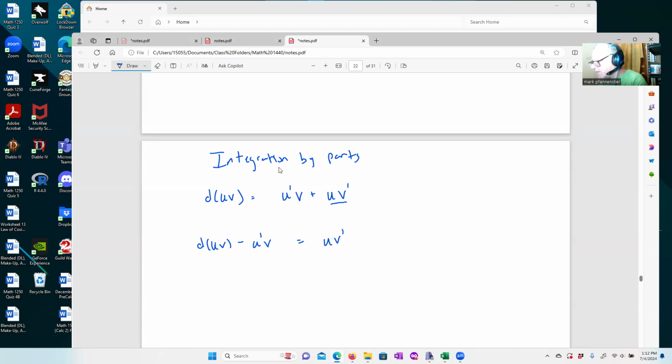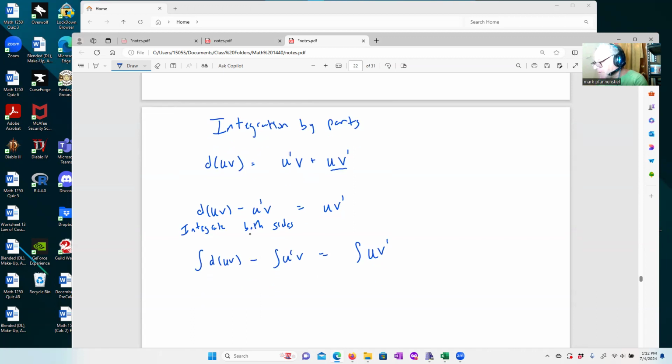And then what I'm going to do is integrate both sides. So we have the integral of the derivative of uv minus the integral of u tick v is equal to the integral of u v tick, right? Now, by the fundamental theorem of calculus, this is just going to be uv. We can't do very much with the other term. So this is a formula you might want to memorize.